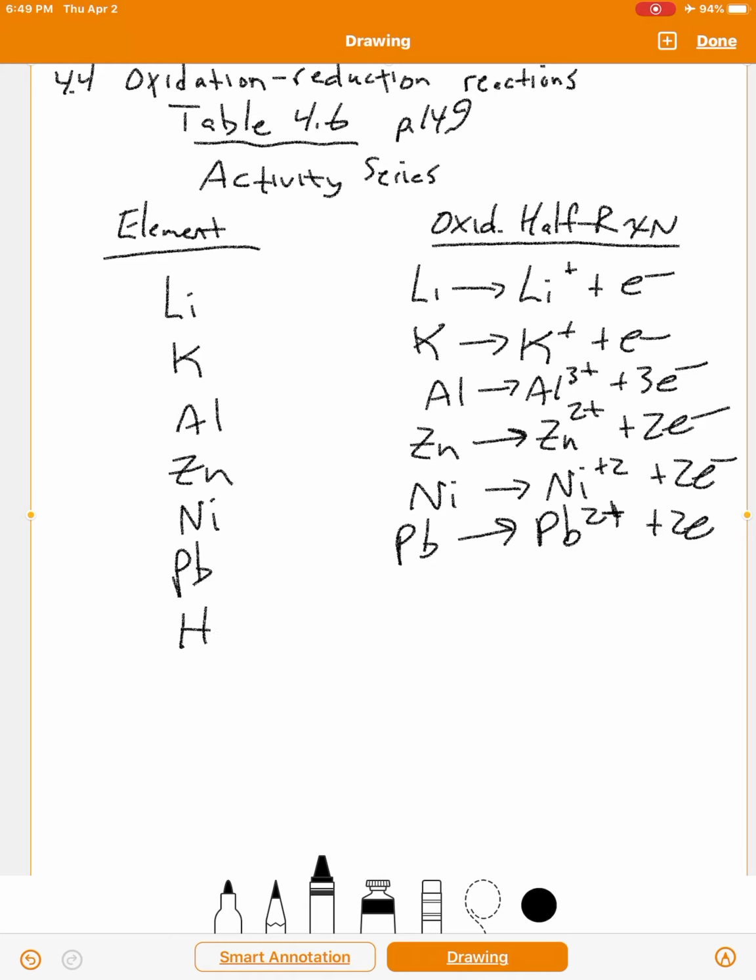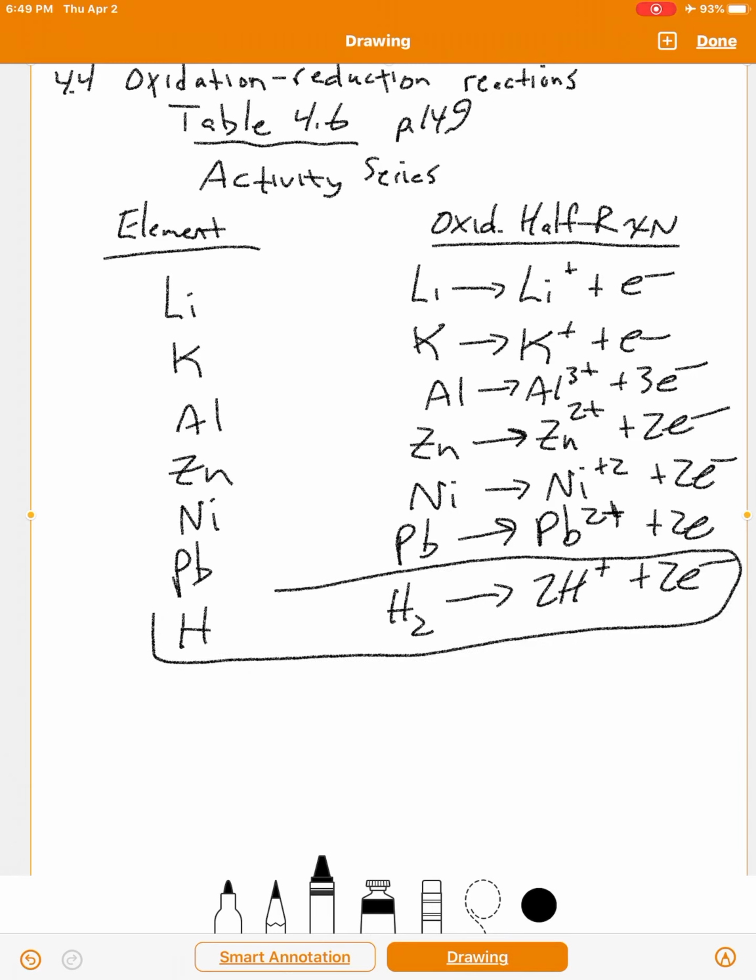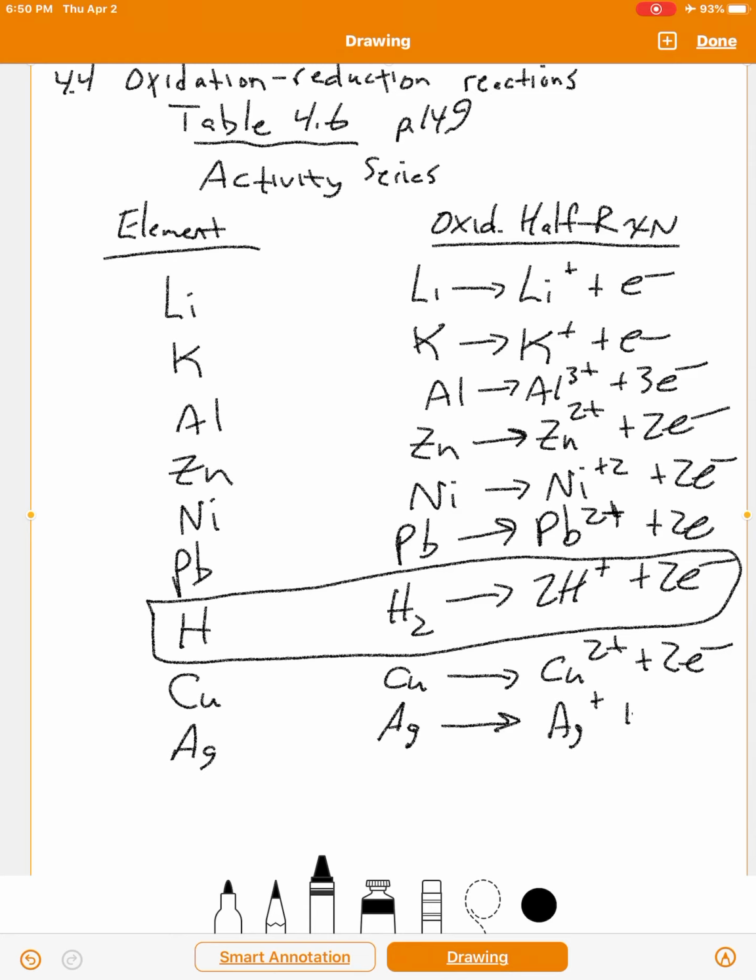Okay. And then eventually you hit hydrogen. And this one's a little different. It's a non-metal, right? So sometimes people will shade this in. There's almost like a midpoint, as if some are above, some are below. Next one's copper. Copper goes to copper 2 and 2 electrons. Silver. And then finally gold.